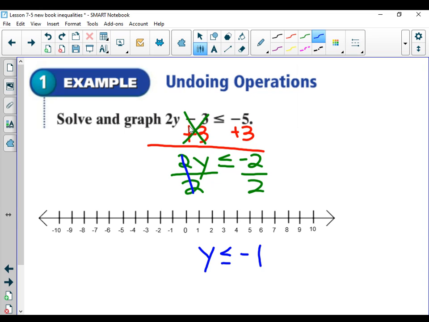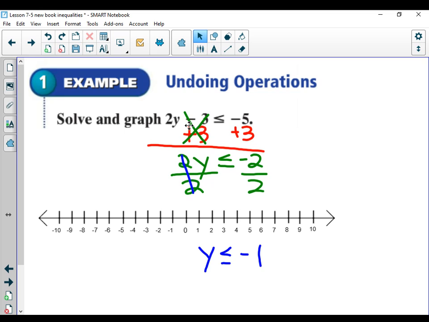So all of that was the good news. The steps have not changed. All of that was the good news. Here's the part that some people kind of get frustrated with. Now I need to do an arrow because not just one number is my answer. Lots of numbers. Y is less than or equal to negative 1.